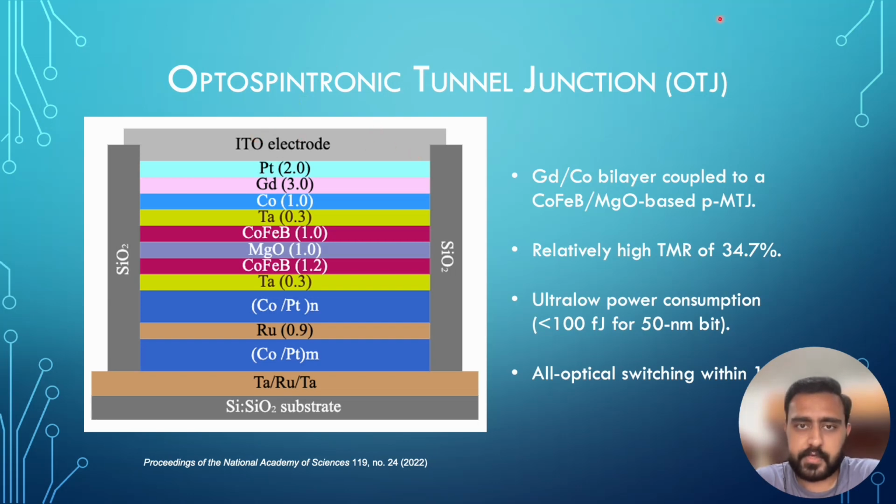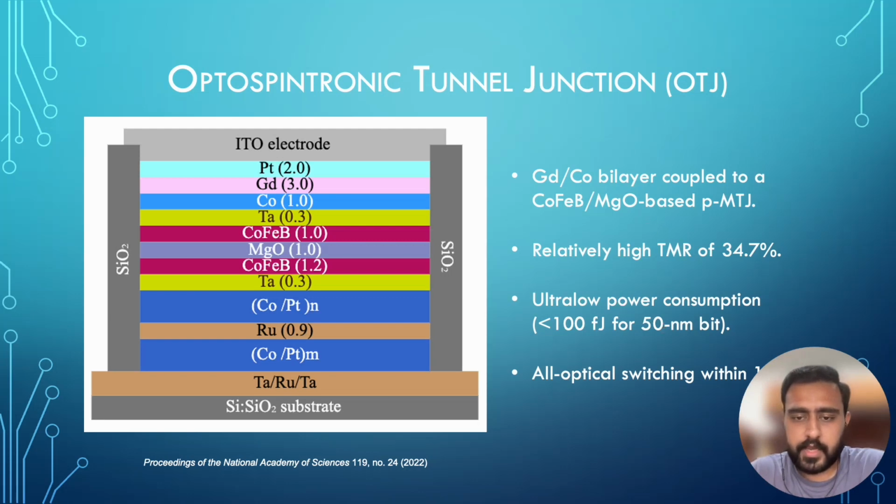The composite free layer, which is made up of CoFeB MgO bilayers, has been coupled with the optically switchable cobalt gadolinium bilayer through a 0.3 nanometer thick tantalum spacer using RKKY interaction. Such a design achieves a relatively high TMR ratio of 34.7%. It also offers higher PMA and an ultra fast AOS at the same time, because it only takes about 10 picoseconds for switching to happen.